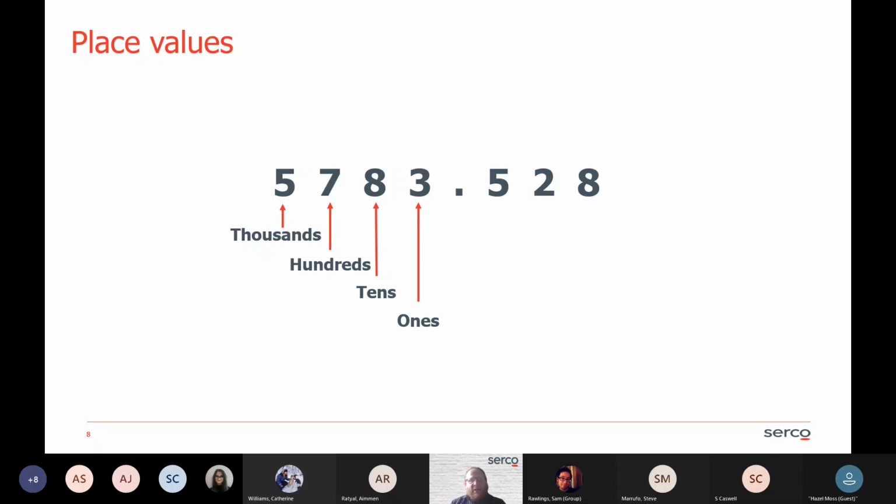Can anybody tell me what the place value of the 5 is? So we've got 5783 point, and then this first number 5 here. Can you tell me in the chat what that number is representing, or what place value that has? If you're not sure what I mean, don't worry, because I will explain it. So we've got 5,000s, 700s, 8 tens, and 3 ones, and then 0.5. What does this 5 represent? Is it equal to half a 1?